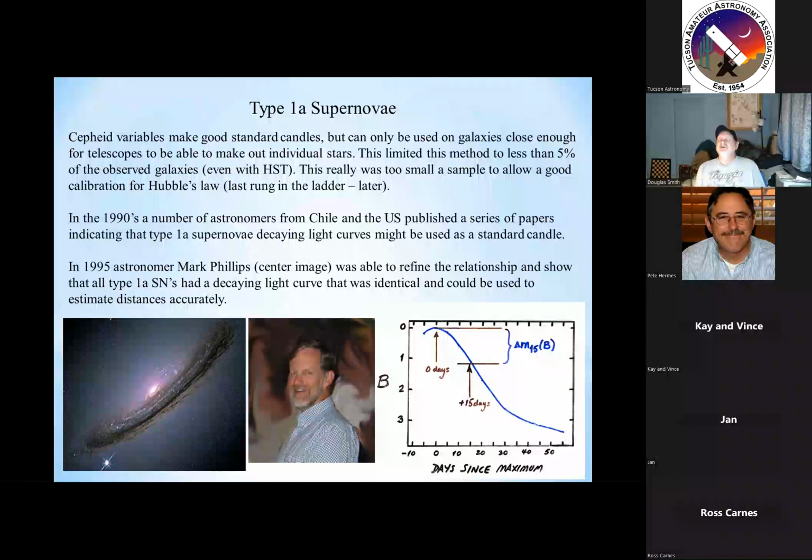So it turns out Cepheid variables make really good standard candles, but they can only be used on the galaxies that are close enough where you can actually see the individual stars. That limits you to less than 5% of the galaxies that you can look at, even with the Hubble Space Telescope. That was really too small of a sample to do a good calibration on Hubble's law, which is the last rung in the ladder, which we'll talk about.